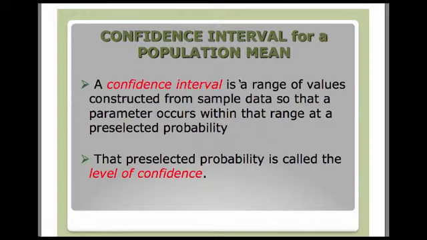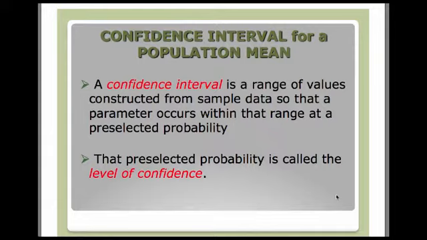So remember we started talking about confidence and really talking about how close, and how assured do we want to be that the population parameter is going to fall within a certain range. That range itself is a confidence interval. So a confidence interval is a range of values constructed from sample data so that a parameter occurs within that range at a pre-selected probability. As you're going to see today, there are certain standard pre-selected probabilities, okay? Technically you could use anything, but there are 3 in particular that are most common. That pre-selected probability is what we refer to as the level of confidence.